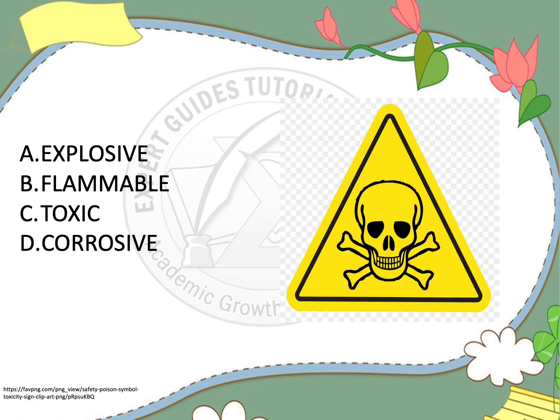Next, we have a skull and some bones. What do you think this signifies? Explosive, flammable, toxic, or corrosive? If you answered toxic, you are correct. These are substances which are poisonous to people and other organisms. It can even cause death in very severe situations, hence this symbol.